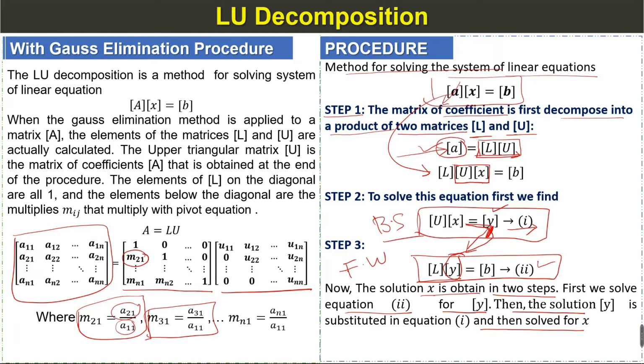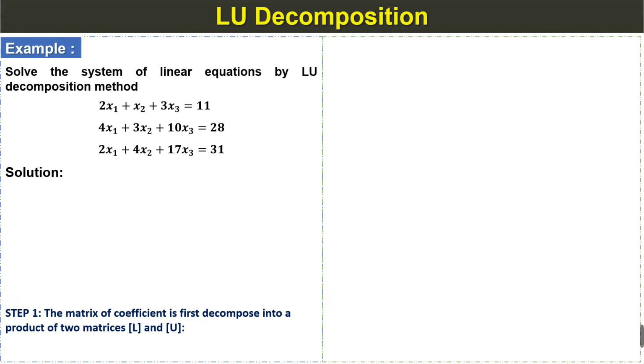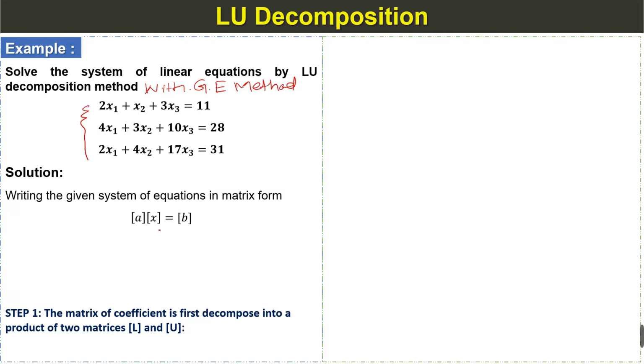Here we apply backward substitution to solve equation 1. Now we solve an example related to LU decomposition with the Gauss elimination procedure. Example: solve the system of linear equations by LU decomposition with the Gauss elimination method. So we have a given system of linear equations. First we write the system of linear equations in matrix form, Ax is equal to b.